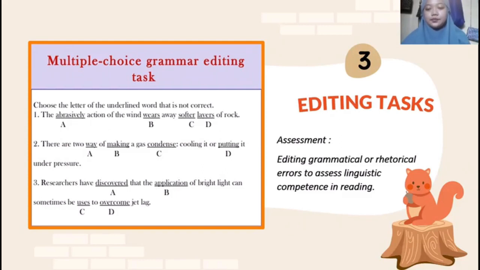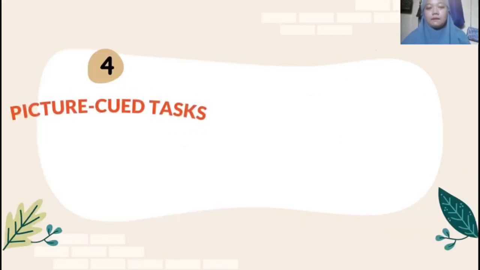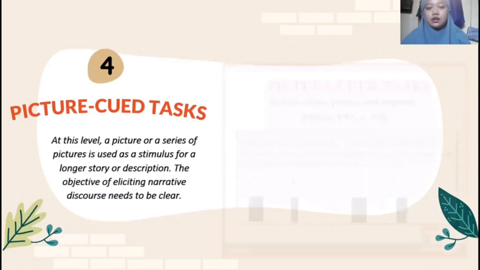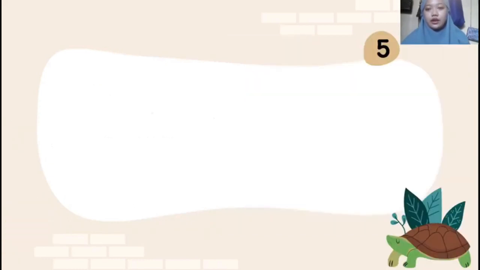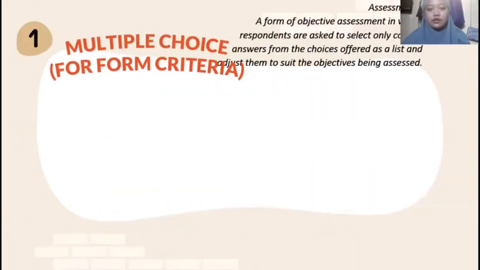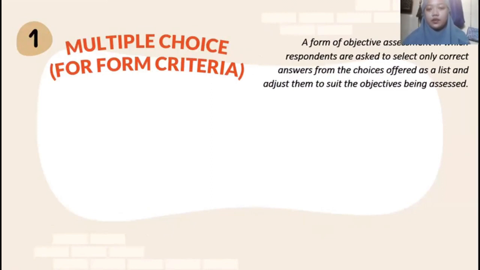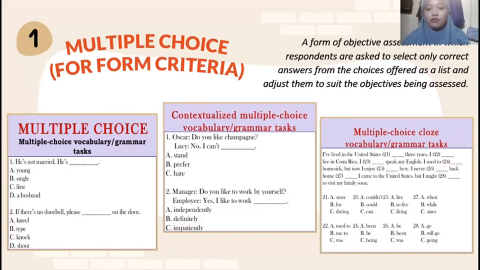The assessment is an activity that consists of the process of selecting reading for a specific activity. The process of reading is editing, where the designer focuses on the formal aspect of language. The assessment is editing grammatical or rhetorical errors to assess linguistic competence in reading. The first is multiple choice, a form of objective assessment in which respondents are asked to select only the correct answer from the list of alternatives.